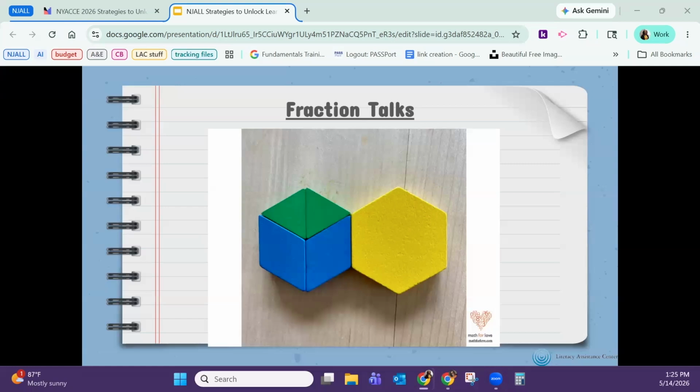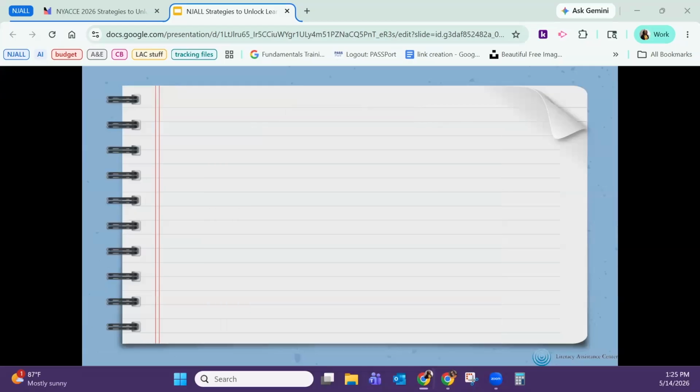Because you can just say it has to be part of a whole. In fact, I'm sure all of us have said it. And then the next week, you can do another fraction talk and you'll still get people who just count them. And I know that because that's what happened to me, right?